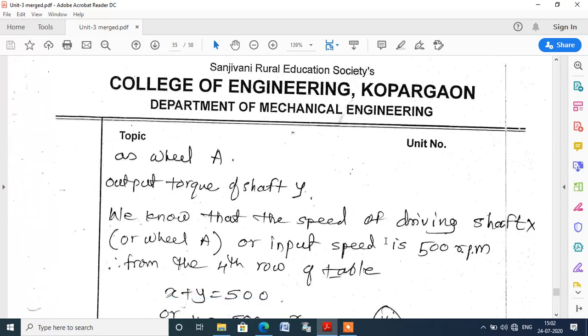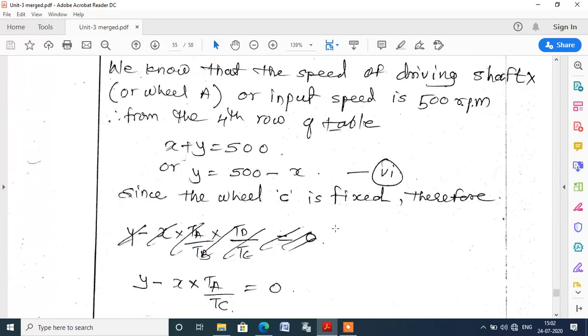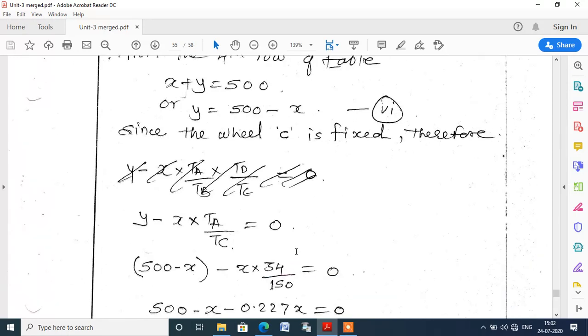Now the output torque of shaft Y. We know the speed of driving shaft X, because A is on shaft X. Therefore the input speed is 500 rpm, as mentioned. From the table we know that gear wheel A has the revolution x plus y. So we can write x plus y equal to 500, as given in the problem. Therefore y equals 500 minus x. And since wheel C is fixed, therefore y minus x ta by tc equals 0.